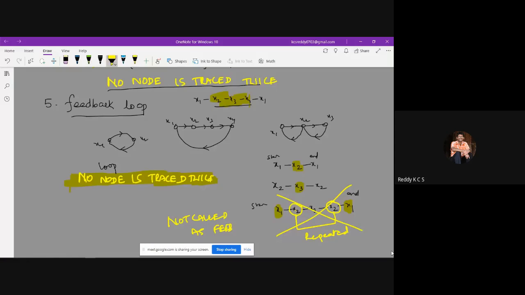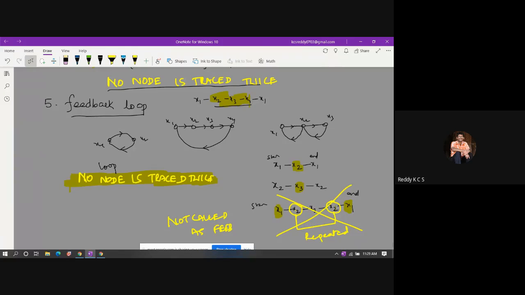So this is called a feedback loop, but not the previous one. Even though it goes x1 to x2, x2 to x3, when coming back it is touching the same node twice. That's why x2 is repeated here two times. So you should be very careful while finding the feedback loop and forward path. No node is traced twice. This is the very, very important statement which you need to remember while solving the problems.